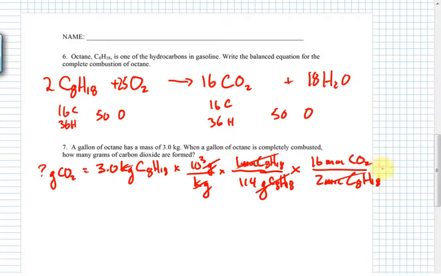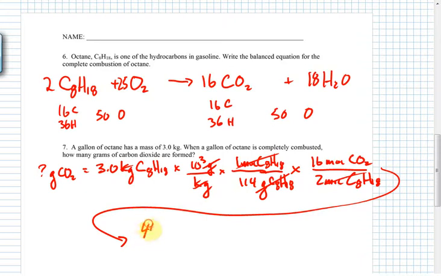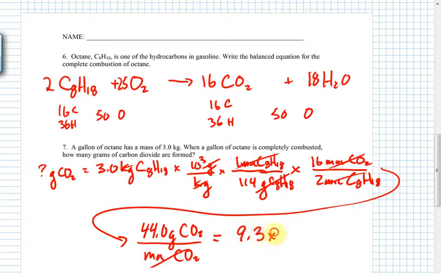And then finally, if I add up a carbon and 2 oxygens, there are 44 grams of carbon dioxide per mole of carbon dioxide. Moles of carbon dioxide cancel moles of carbon dioxide. I've got grams of carbon dioxide. I'm done the problem except for the trivial part of doing the calculation, and to 2 sig figs, 9.3 times 10 to the third grams of carbon dioxide produced if I were to completely burn that octane.